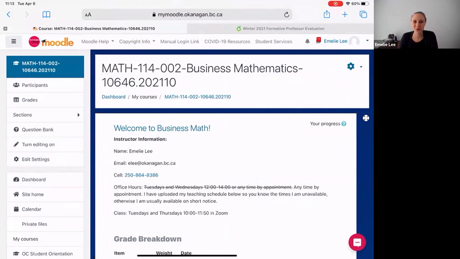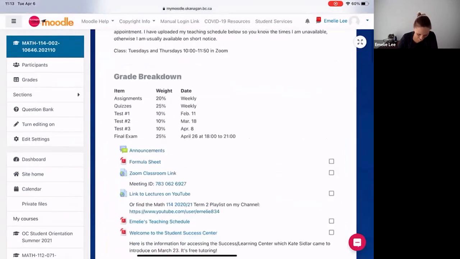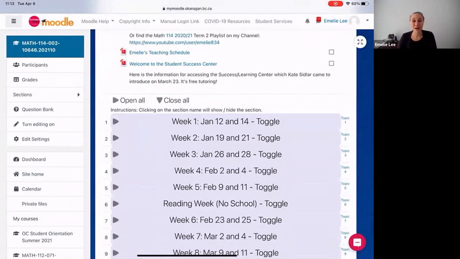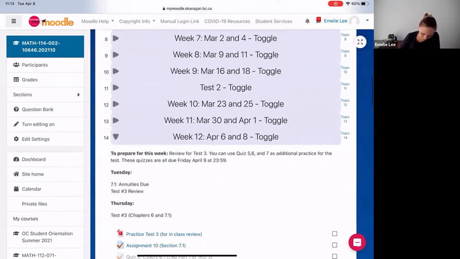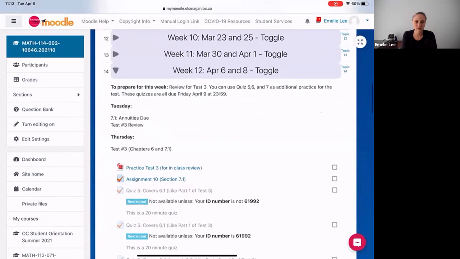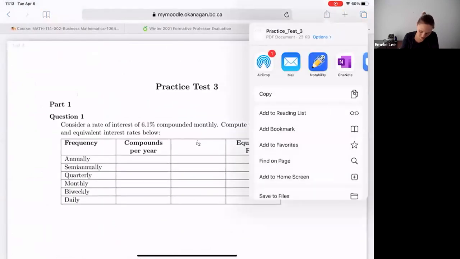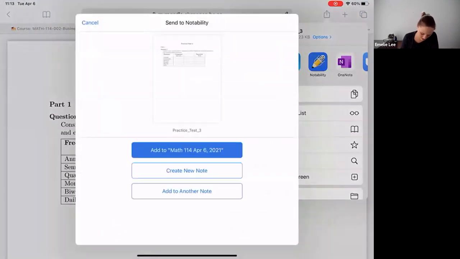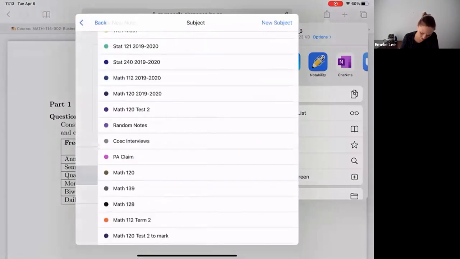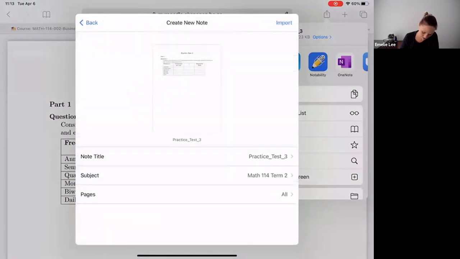I did a little Moodle revamp. Let's see here. I found how to make all these collapsible so you don't have to scroll so much, but then it also hides stuff. So here we are in week 12. Oh my gosh, second to last week of classes. I've got this practice test that I'm going to grab for us to go through in class. Create new note in this class.